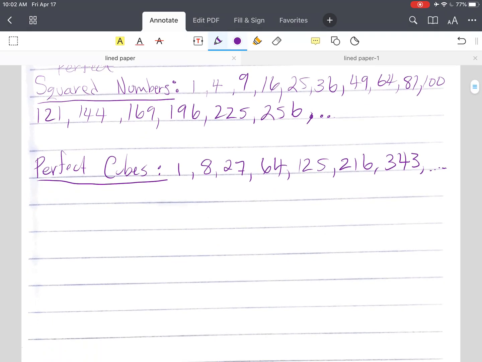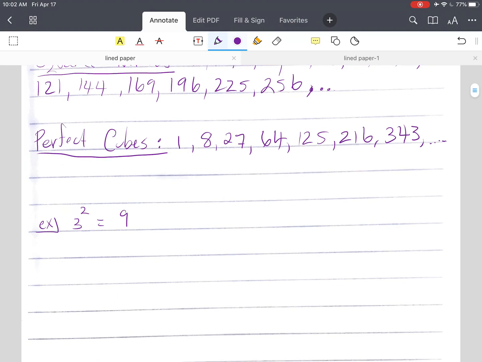So let me ask you this question then. What is 3 squared? What does that equal? 9. Okay? Because 3 times 3 is 9. What is 4 squared? 16. Right? Because 4 times 4 is 16. What is 7 squared?